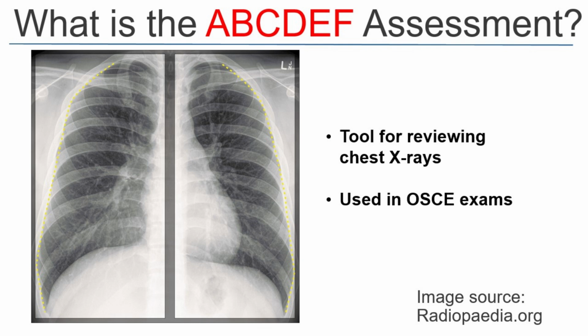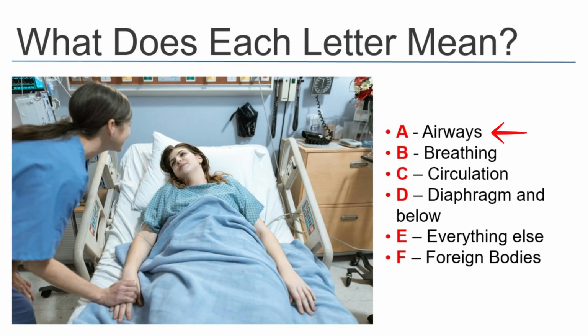This is a systematic step-by-step method for checking everything in a chest x-ray for abnormalities or to ensure that a chest x-ray is normal. A is for airways, looking at the trachea for example. B is for breathing, looking at the lungs and the pleural space itself. C is for circulation, so looking at the heart and vessels. D is for the diaphragm. And E is for everything else, which includes bones. So, for example, the shoulder girdle and the clavicles, looking at the soft tissues. And F is for foreign bodies.